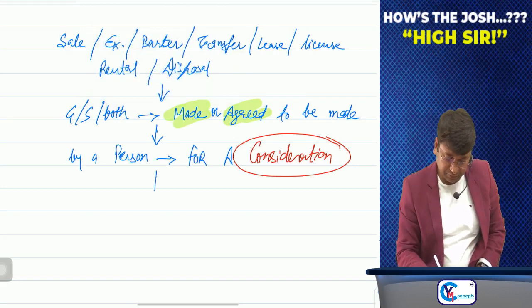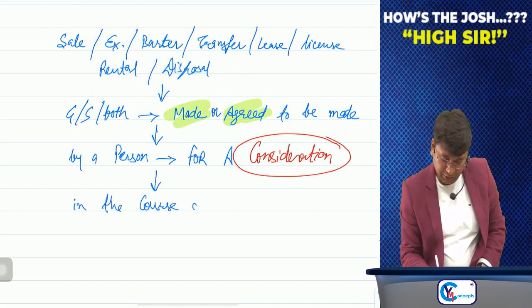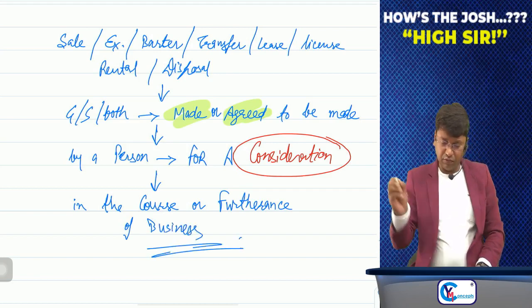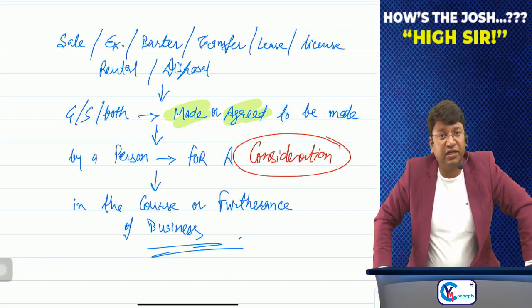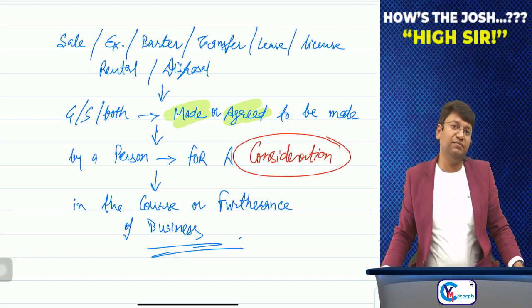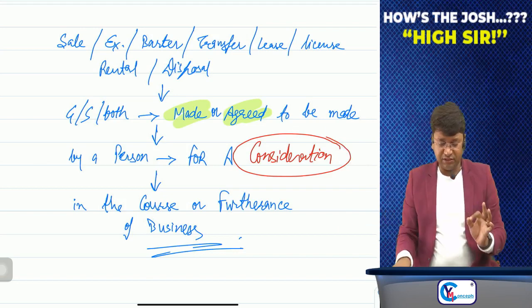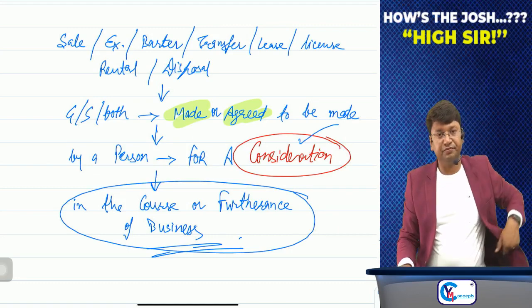And last term, it should be in the course or furtherance of business. Supply should be in the course or furtherance of his business, then only it will be supply, otherwise it will not be supply at all. Okay, now I'll discuss this point and this point in detail with an example.